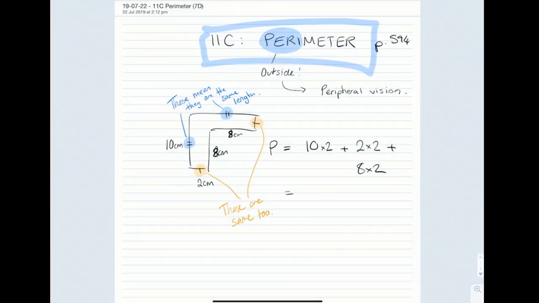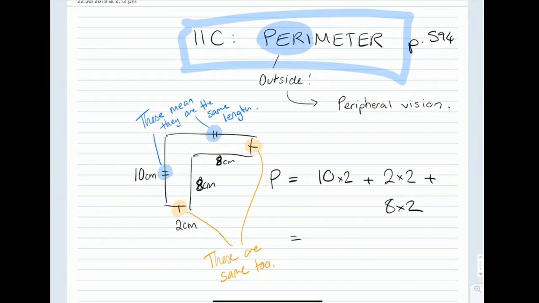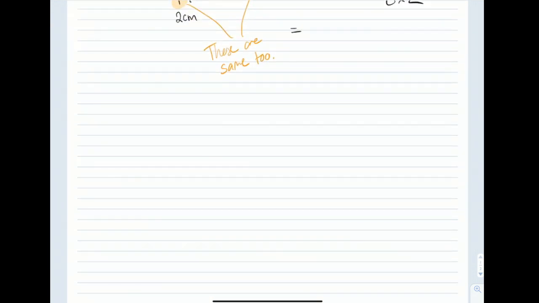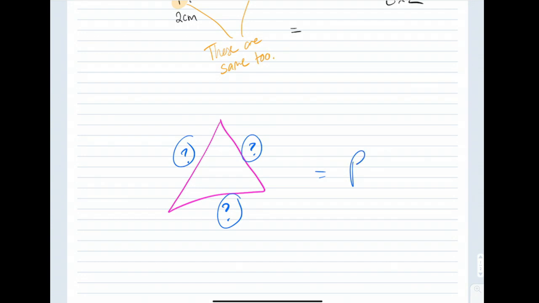So perimeter. Perimeter means the outside length. So if I've got a triangle and I want to find the perimeter, I basically have to figure out what numbers over here, what numbers over here, what numbers over here, and add all those together. That would give you the perimeter.